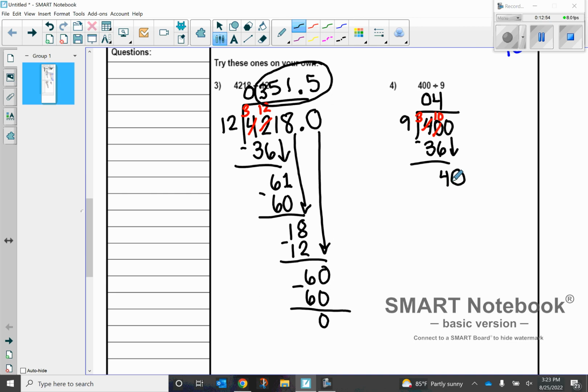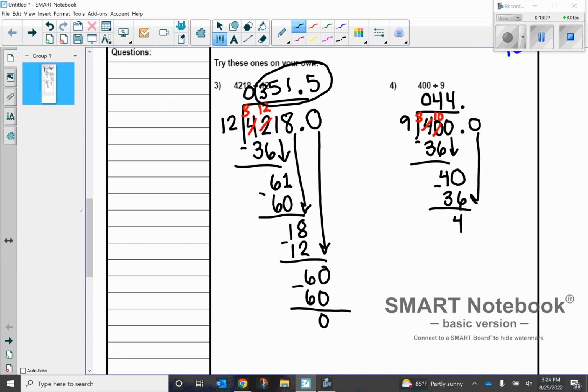9 can go into 40 4 times. That's 36. 4 times 9 is 36. Subtract. I just did this, so 40 minus 36 was 4. I could do the borrowing again if I wanted, but you don't need to. I have a remainder. I have no more digits to come down, so I have to put a decimal in my dividend and a decimal in my quotient. Now that I have a decimal in my dividend, I can add a 0 because 400 and 400.0 are the exact same number.